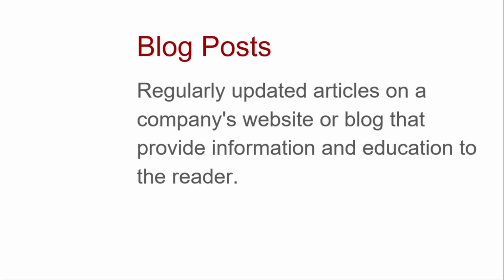So, the first type of content writing is what we call blog posts. Now, blog posts are regularly updated articles that can be found on a company website or blog that provides information and education to the reader. An example is a university website, where you will find blog posts that contain information on different topics. For example, you can have a blog post about recent scholarships, recently published research, and so on. So that is in brief about blog posts.